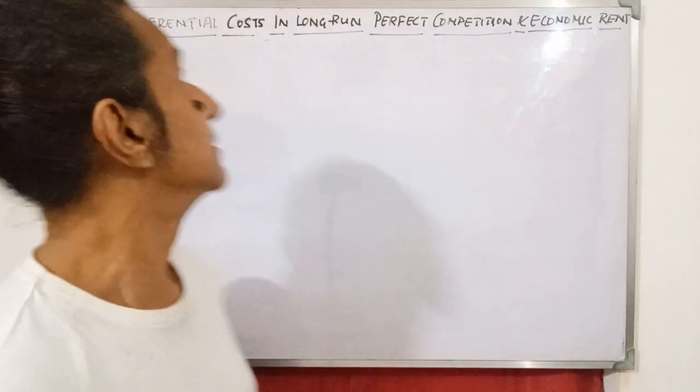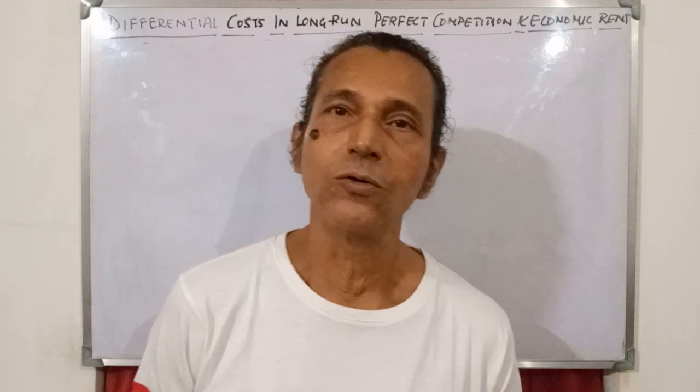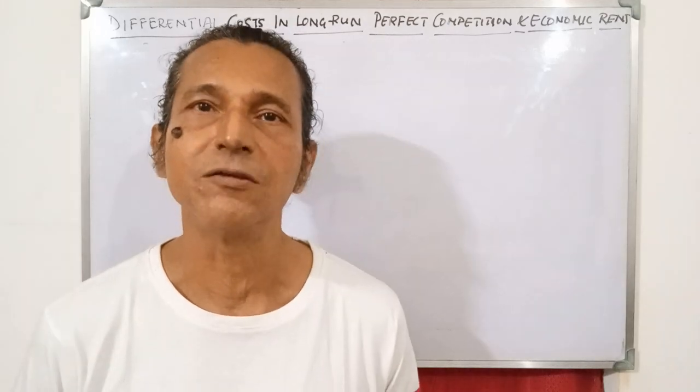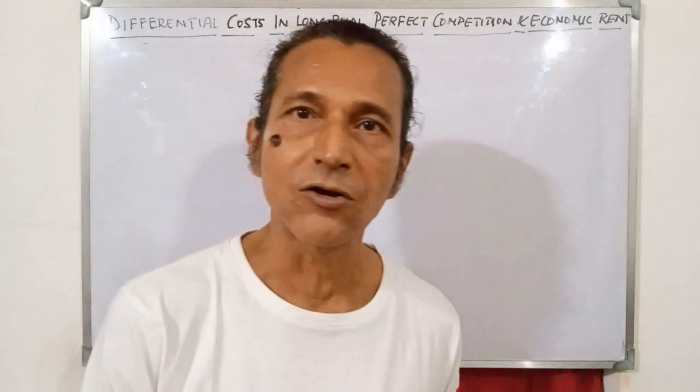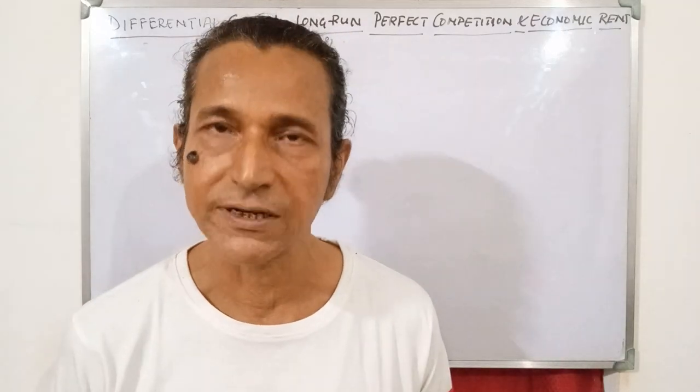In this video, I will discuss differential costs in the long run, perfectly competitive market and economic rent. We know the perfectly competitive firm reaches equilibrium either in identical cost conditions or under differential cost conditions in the long run.